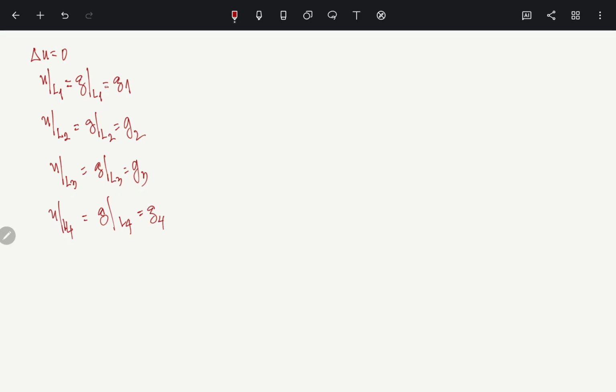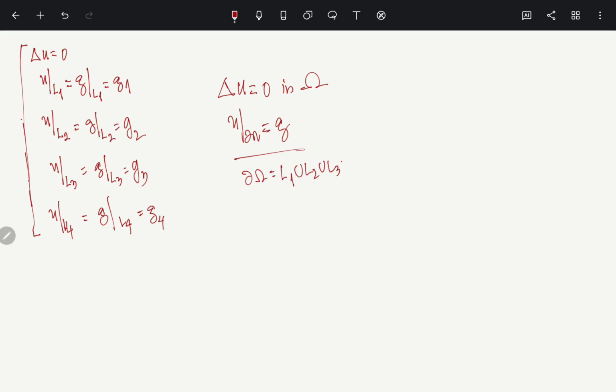I'm just defining stuff. So this is our equation, this is the whole equation now. If we break that part up, what is our original equation? It is this in omega, and u restricted to the boundary is g, right? Now the boundary is nothing but L1 union L2 union L3 union L4, right?